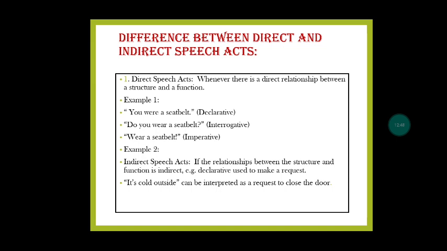Indirect speech acts: if the relationship between the structure and function is indirect, for example, a declarative used to make a request. "It's cold outside" can be interpreted as a request to close the door. Though a declarative's function is to make a statement, in this case a declarative is used to make a request. So, the relationship between the structure and function is indirect.